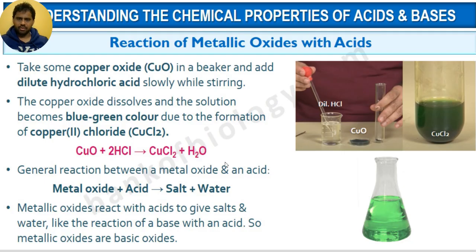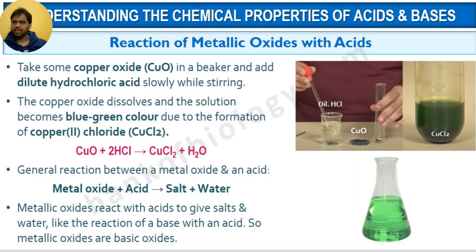General reaction between a metal oxide and an acid is metal oxide plus acid gives us salt plus water. Okay, metal oxide CuO is reacting with acid, it gives us salt and water. The salt is CuCl2, that is bluish green in color. Metallic oxides react with acids to give salts and water, like the reaction of base with an acid. So metallic oxides are basic oxides.